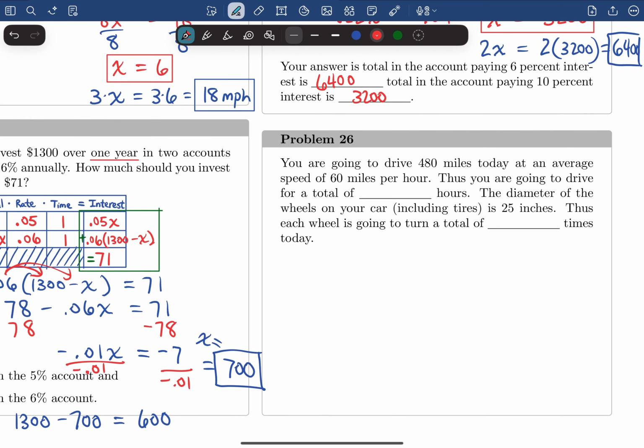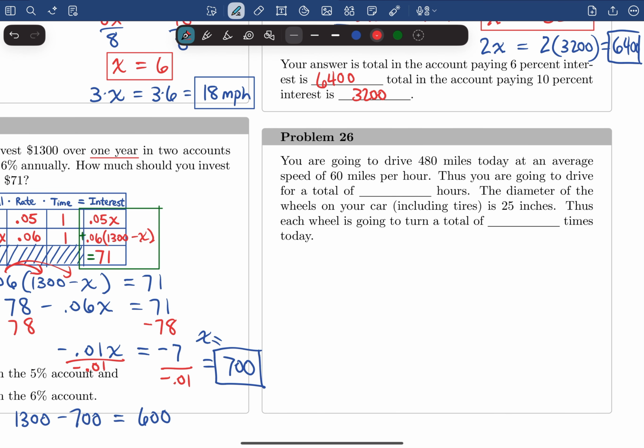And to finish, we have problem number 26. You are going to drive 480 miles today at an average speed of 60 miles per hour. Thus, you are going to drive for a total of blank hours. The diameter of the wheels on your car, including tires, is 25 inches. Thus, each wheel is going to turn a total of blank times today.